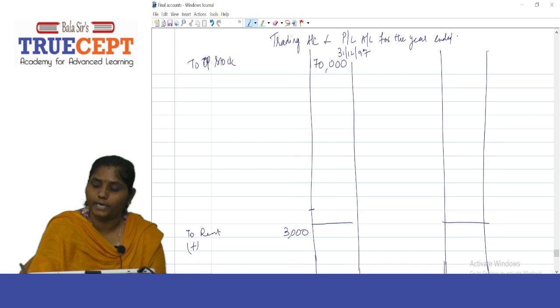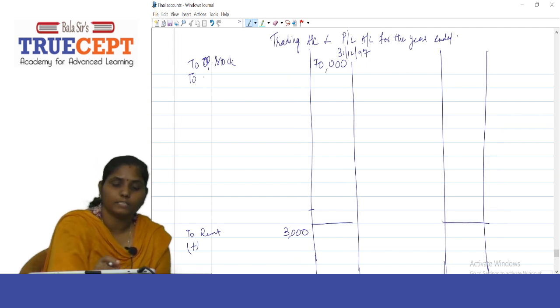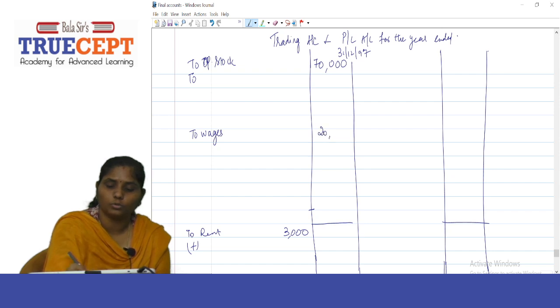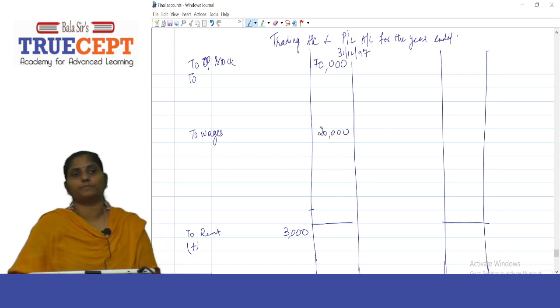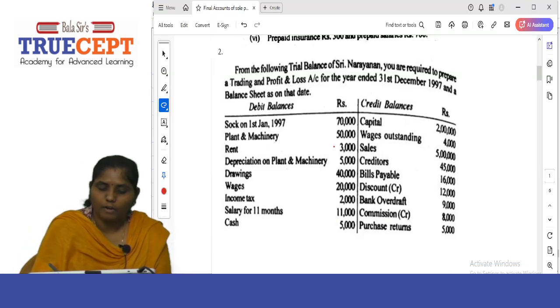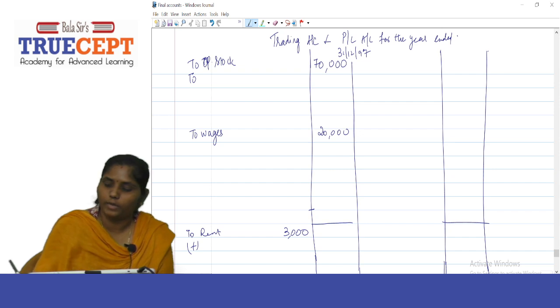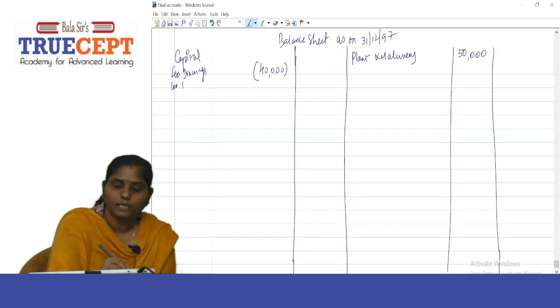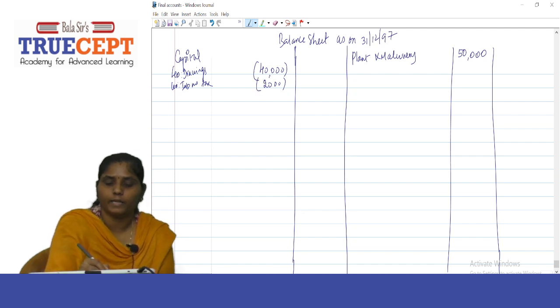How much is the wages? 20,000. So I go to trading account. In trading account, I'm leaving space for purchases. Then coming to direct expenses, I'm writing here to wages, 20,000 outer column. Why did I leave enough space? Because in purchases we have lots of stock lost by fire also, so I left one more line item for that. Next, after wages we have income tax. Remember I told you to treat it as drawings. So in the balance sheet again, less income tax, 2,000, again I'll put it in brackets as minus.